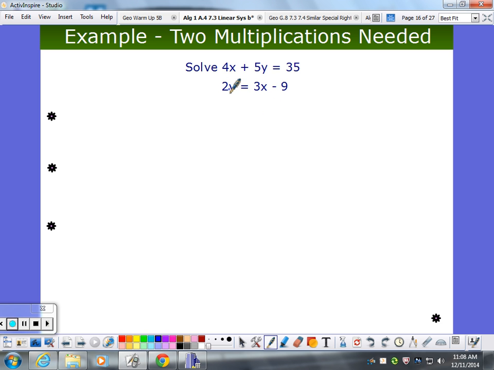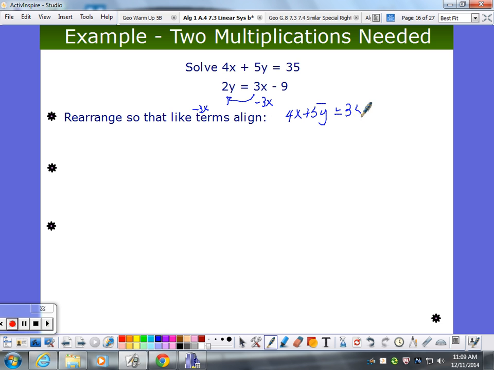These are two different formats, okay? So we have to make them agree, right? Rearrange the terms. He said, put this one over here. So we're going to subtract the 3x. We can do that. So now what do I have? The top is 4x plus 5y equals 35. And now the bottom is negative 3x plus 2y equals negative 9. I just want to make sure I did it right. Did I do it right? Yes. Okay, great. So now we all match.